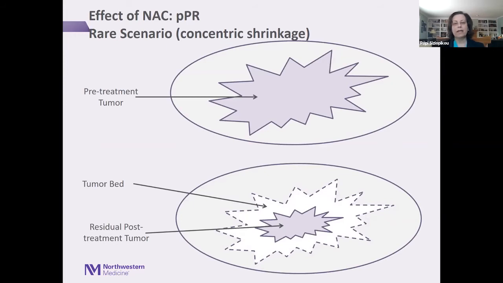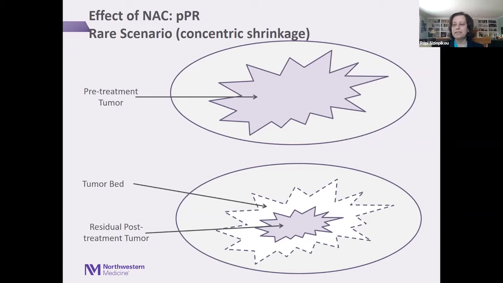Now let's discuss what happens if there is no PCR. Different findings are seen, obviously, if there is partial histologic response. In this case, we have some of the tumor cells killed by the neoadjuvant chemotherapy, but many are still surviving and are left behind. There are two scenarios on how this can happen.